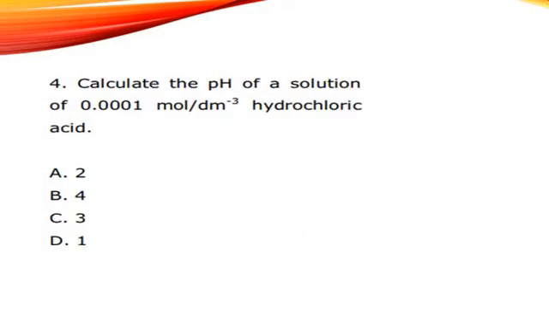Then question 4 says, calculate the pH of a solution of 0.0001 mole per dm cube hydrochloric acid. To solve this question, we need to do a bit of calculation, which is really why you need to go along with your pencil and perhaps a plain sheet of paper in case you're not given paper during your exam. Even though you have a small calculator on the screen, there are some questions that need you to solve or sketch on paper. So here we go with the brief solution.